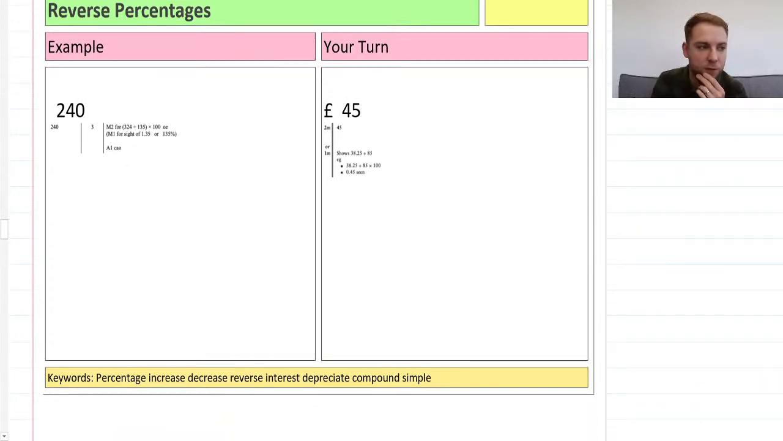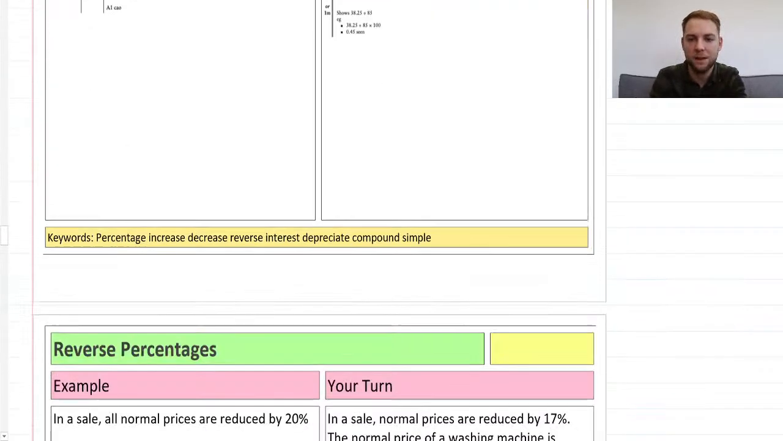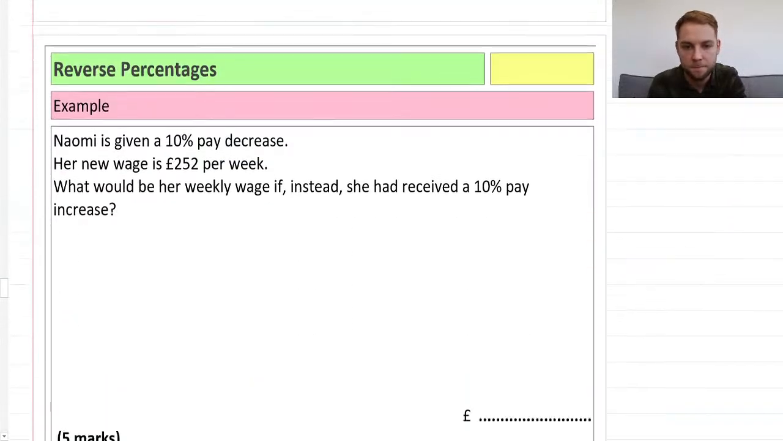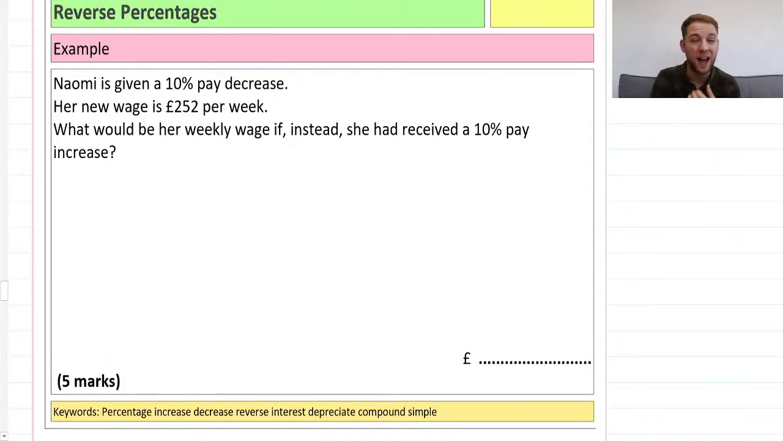So 240 and 45. We'll have a go at one more. We won't do these ones, I think we'll be fine with those. We'll have a go at this one. This is worth 5 marks, okay? So I'll just talk you through this one. Naomi is given a 10% pay decrease. Unlucky for Naomi. Her new wage is £252. What would her weekly wage be if she instead received a 10% pay increase?